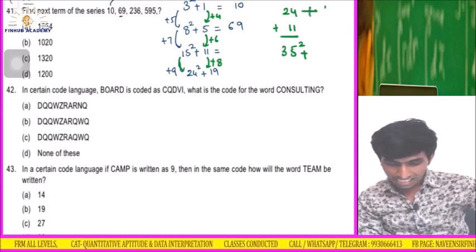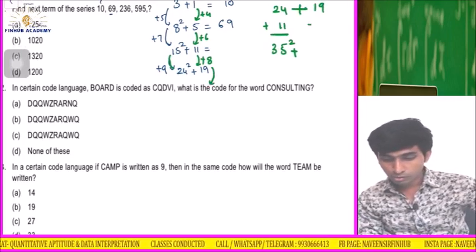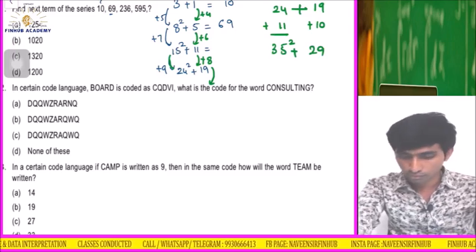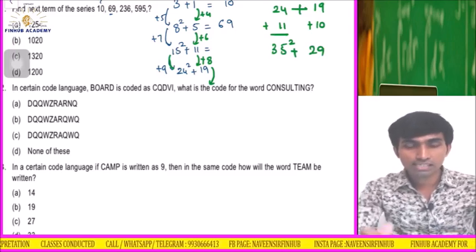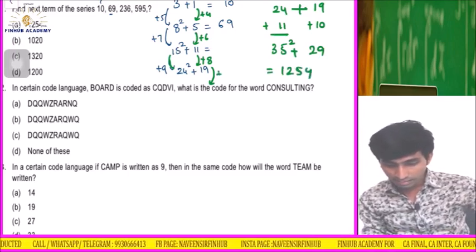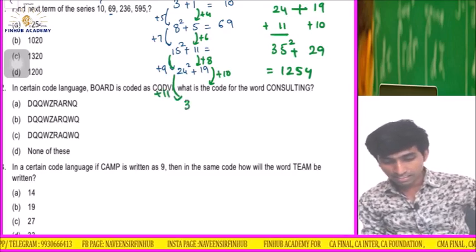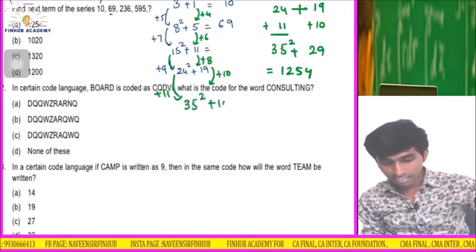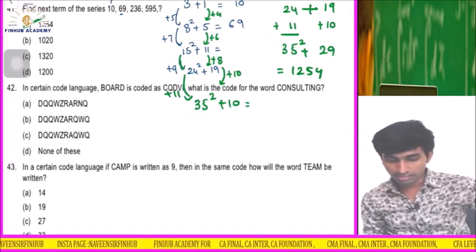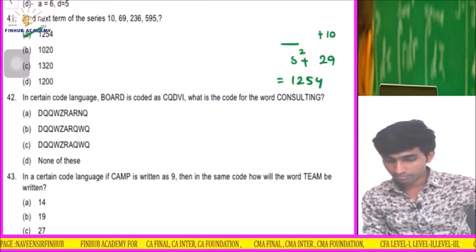The next part after 19: after 8 I will add 10, so plus 10. 35 square plus 10. Answer is 1254. What I did: here I added 10, and to this 24 I added 11, so 24 plus 11 is 35. 35 square plus 10, I will get 1254. This is the answer. It was a bit tricky and took time, but no problem.